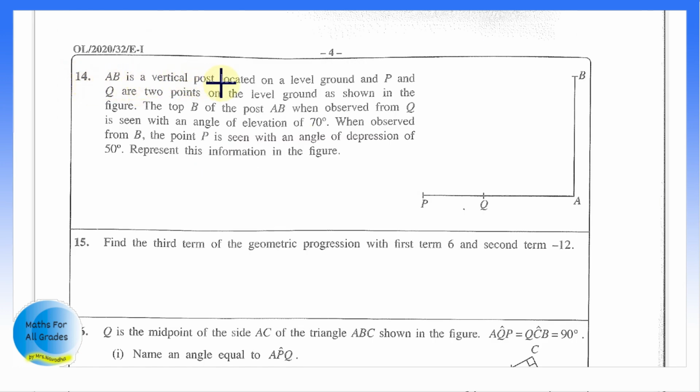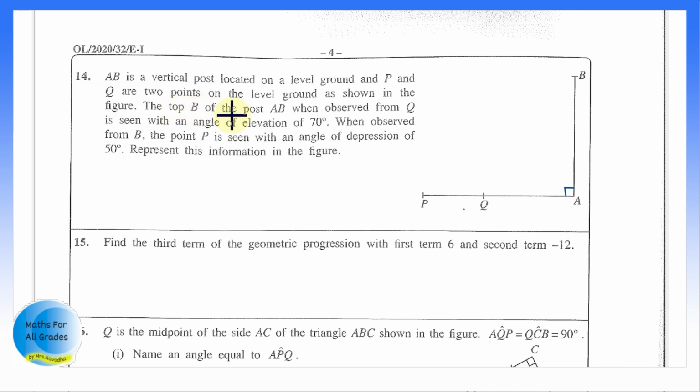Question number 14. AB is a vertical post located on a level ground. So this is the AB and it's vertical. P and Q are 2 points on the level ground as shown in the figure. P and Q are on the level ground. That means PQ line is horizontal and AB line is vertical. So that makes this angle 90 degrees.